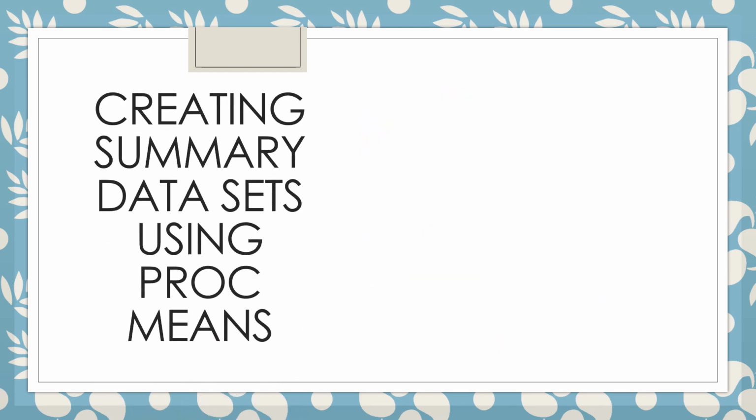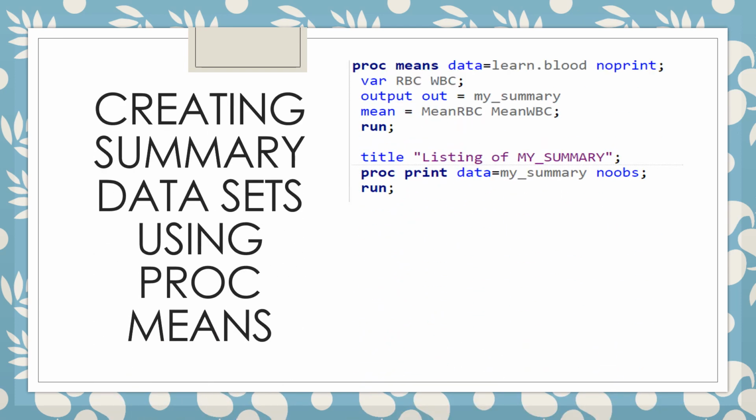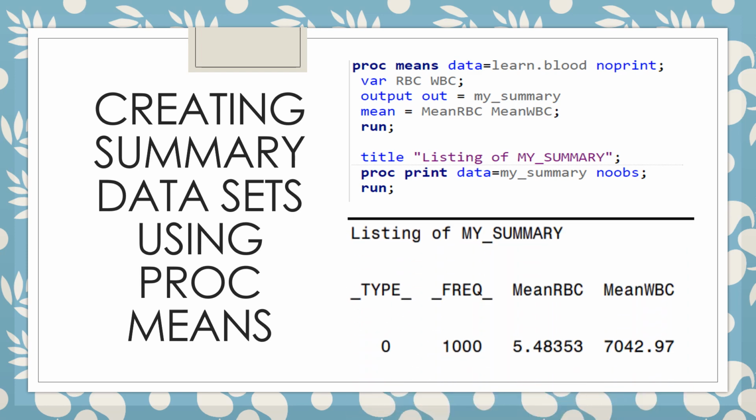You can use PROC MEANS or PROC SUMMARY to create a new dataset that contains summary information such as sums and means. This dataset can then be used for further analysis. An output statement tells PROC MEANS that you want to create a summary dataset. The keyword OUT equals is used to name the new dataset. In this example, you are naming your output dataset my_summary.